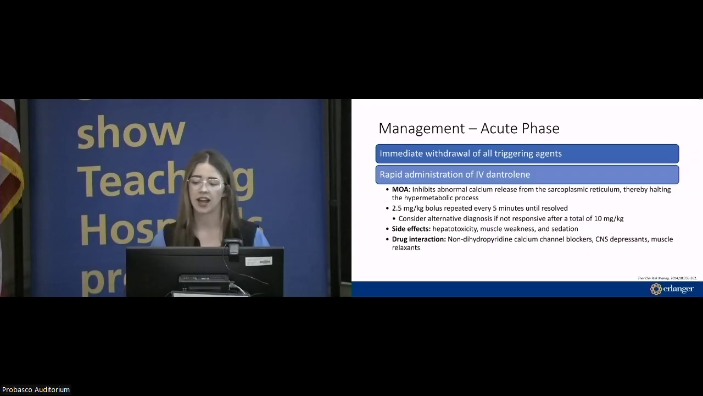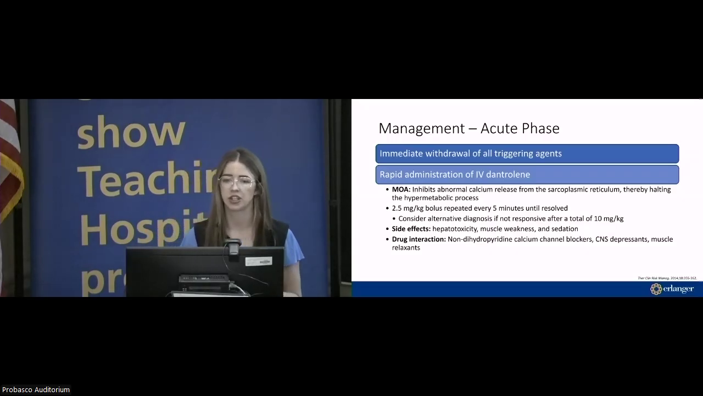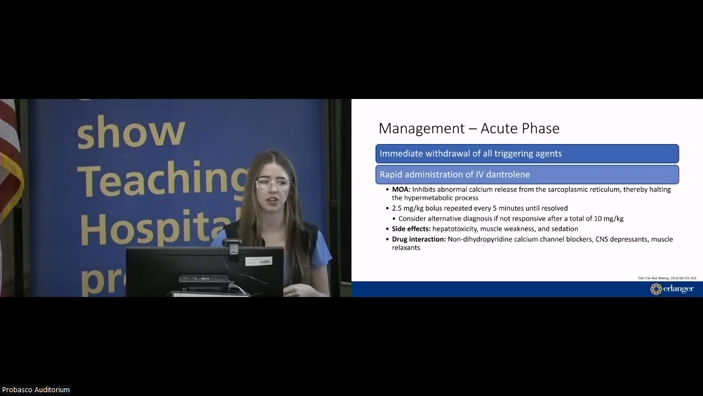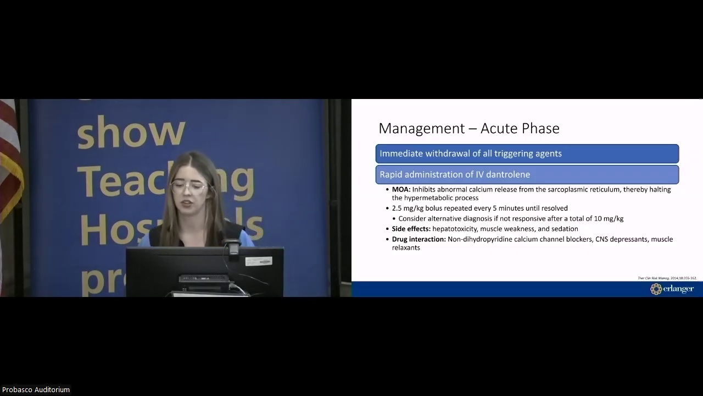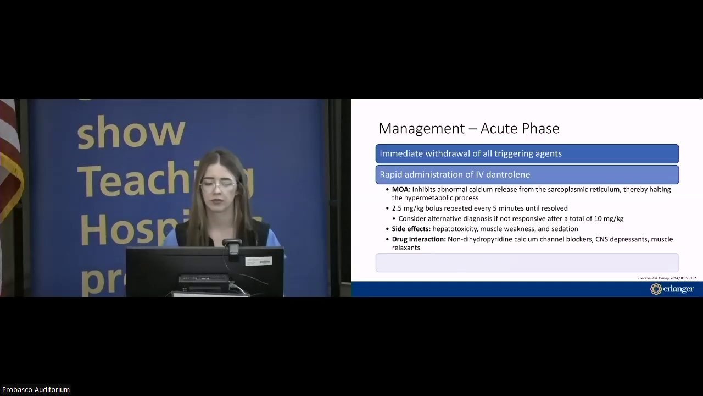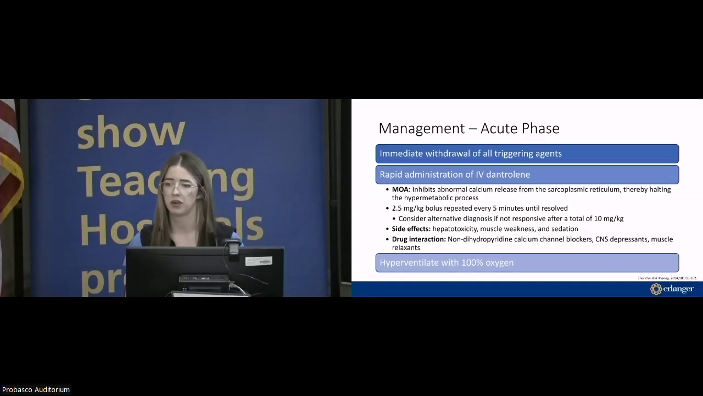resolve. A lack of response after 10 mg per kg should prompt you to reassess the diagnosis of malignant hyperthermia. Key adverse effects include hepatotoxicity, muscle weakness, and sedation. It also interacts with non-dihydropyridine calcium channel blockers and other CNS depressants. Another aspect of management is hyperventilation with 100% oxygen, which can help correct hypercarbia and respiratory acidosis.